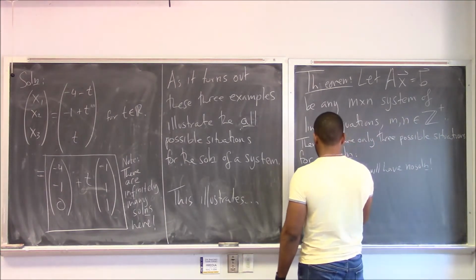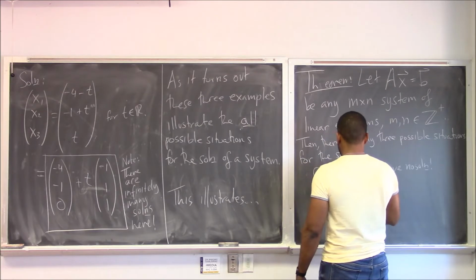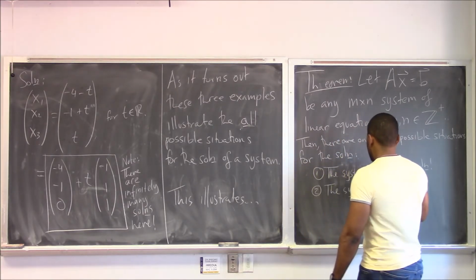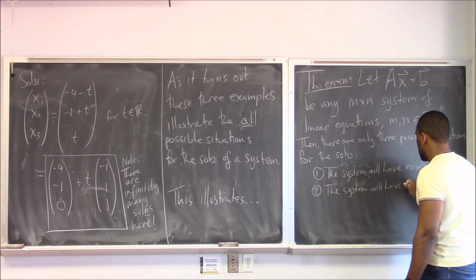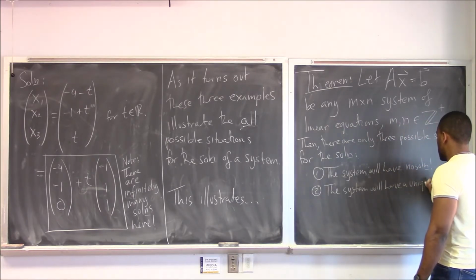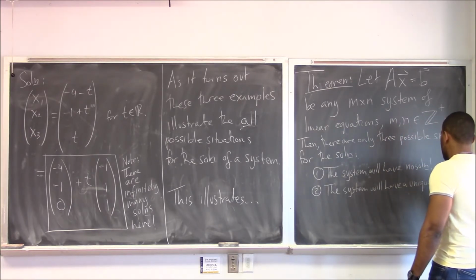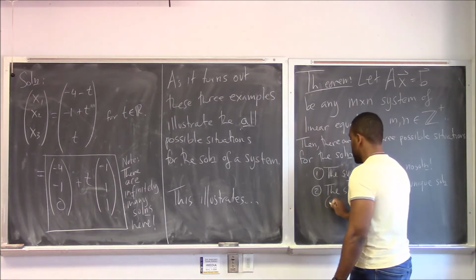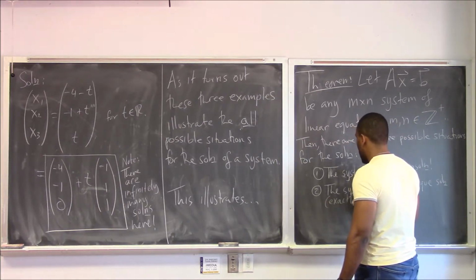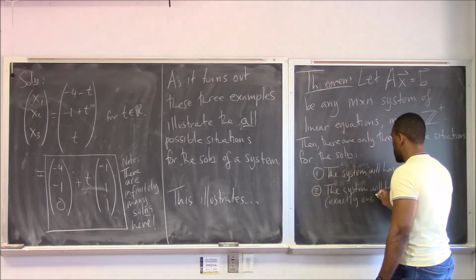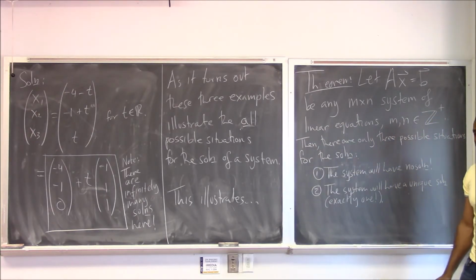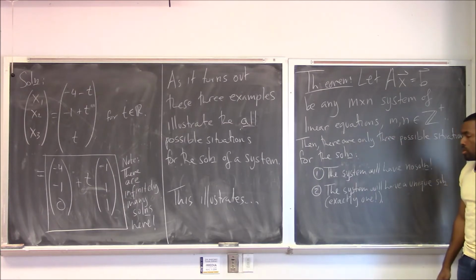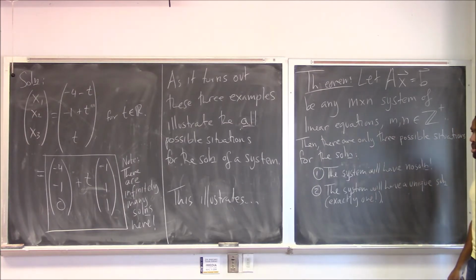2, the system will have a unique solution. That means exactly 1. There will be exactly 1 vector that will solve all equations in the system at the same time. That was illustrated by our very first example, the one that we did at the end of last class.